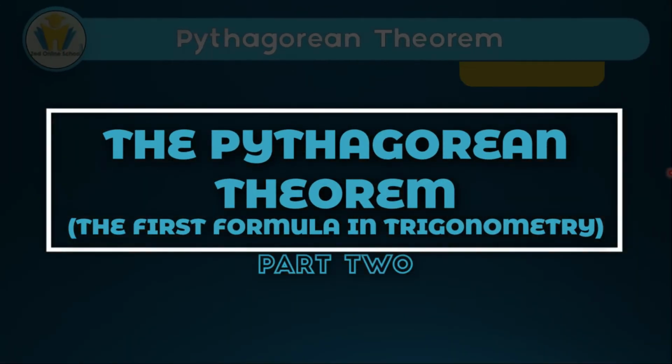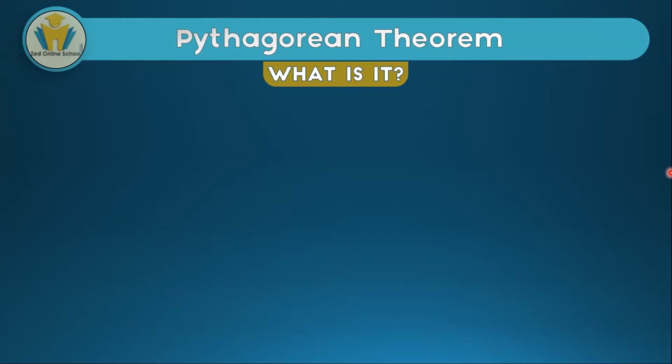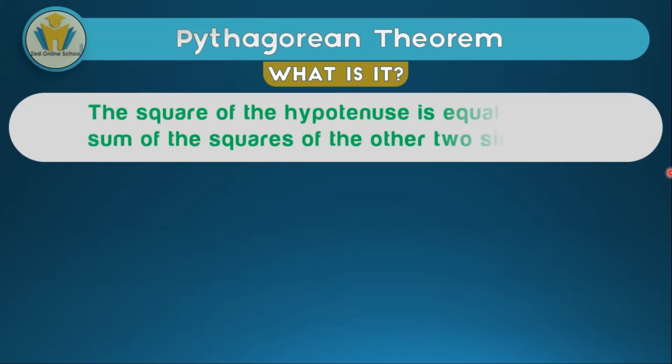Okay, now let's look at the Pythagorean Theorem. We're going to start with looking at what it is. What is the Pythagorean Theorem? Well, this is a theorem that states that the square of the hypotenuse is equal to the sum of the squares of the other two sides. Right from hearing this theorem, you can agree with me that this theorem involves the right angled triangle, because we know the hypotenuse is the side in a right angled triangle that is the longest and opposite the 90 degrees.